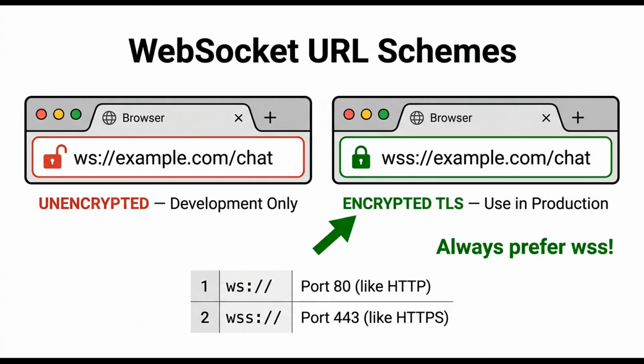And just like you'd always prefer HTTPS over HTTP on the web, you should always use WSS in production to protect your data. The port numbers are the same too. WS uses port 80 by default, and WSS uses port 443, the same as HTTP and HTTPS. This makes WebSockets play nicely with existing firewall and proxy configurations.